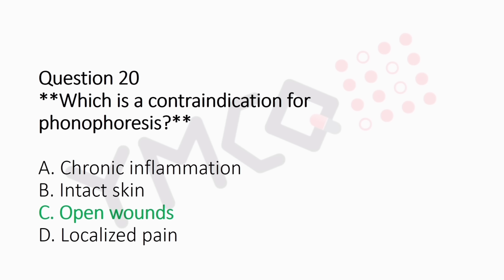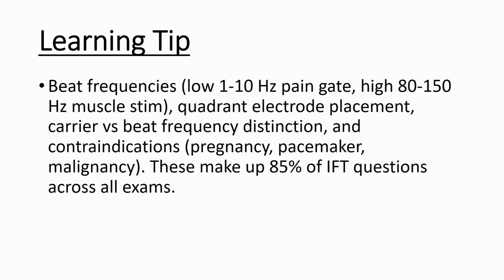Now let's start with the learning tape. Beat frequency: low, 1 to 10 Hz, pain gate; high, 80 to 150 Hz, muscle stimulation. Quadrant electrode placement, carrier versus beat frequency distinction, and the contraindications: pregnancy, pacemakers, malignancy. This makes up 85% of IFT questions across all exams.